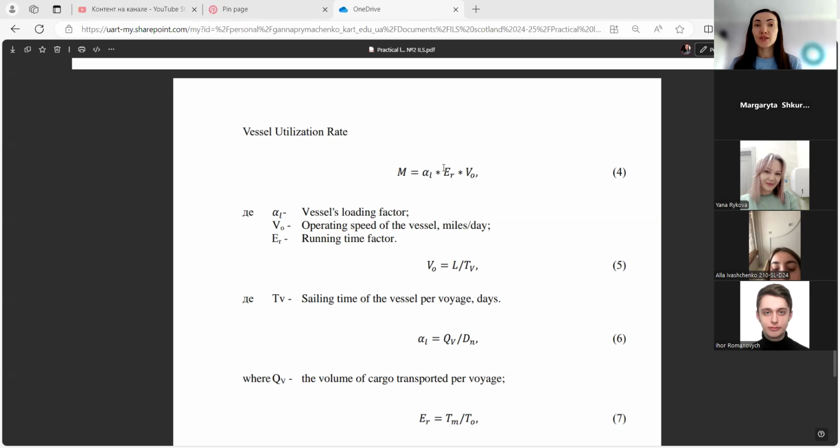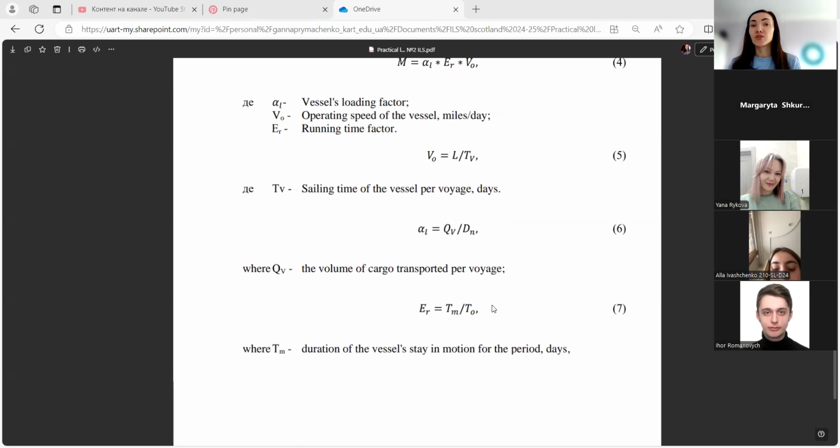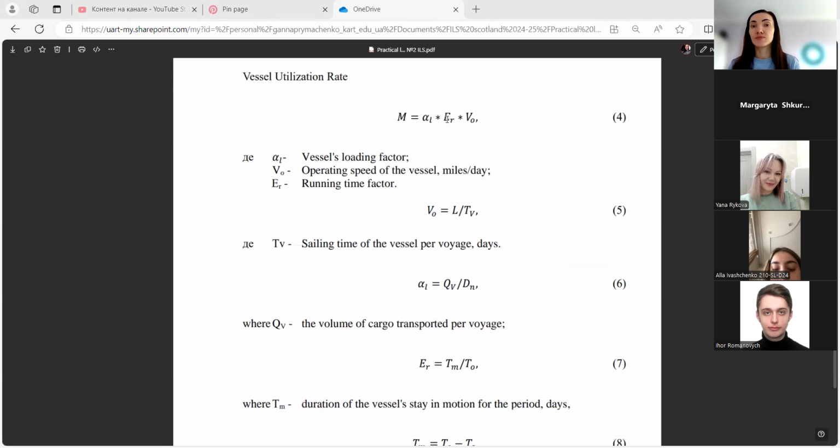Multiply by such parameter as E with index R, it is the running time factor. We also decided it in formula 7. Find it for your variant. Formula number 7.